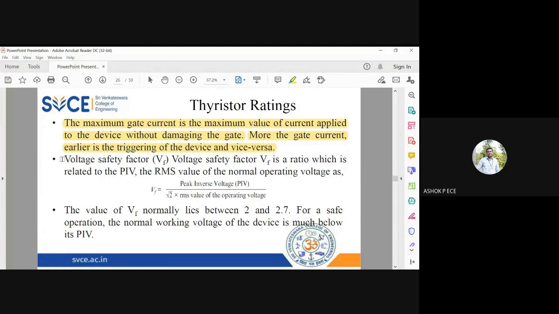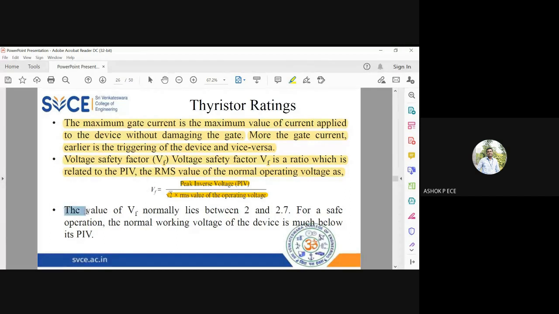Next one, voltage safety factor. It is related to the peak inverse voltage, and it depends on the RMS value of operating voltage. The voltage safety factor is given by peak inverse voltage divided by root 2 into RMS operating voltage. This is a parameter which will define the safety of your diode, whether the device is operating in the safer range or is in danger. All these can be ascertained by calculating the value of VF.